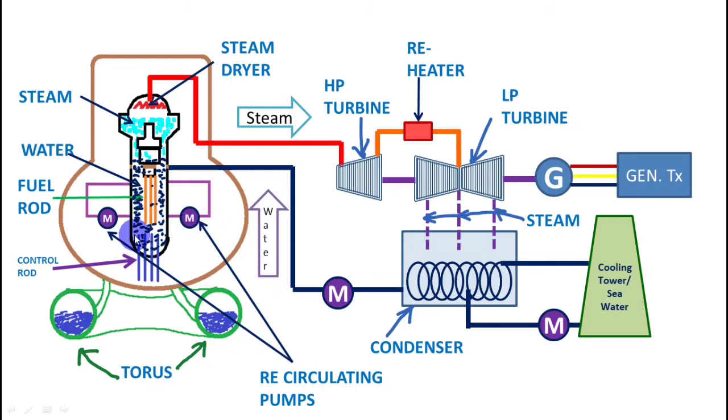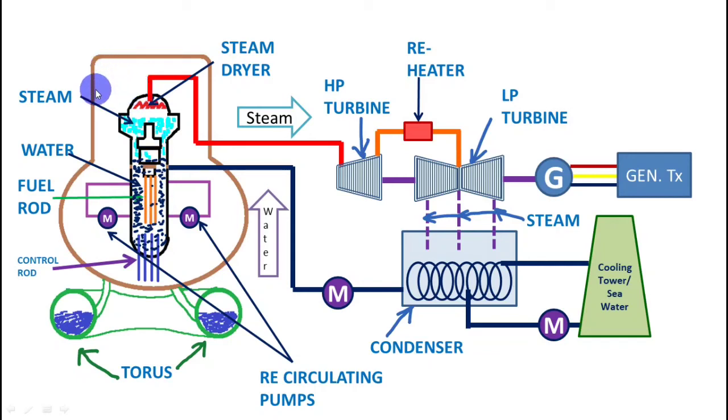Another thing you can see here is the torus. This is basically a circular cylinder around the reactor vessel, which is kept for emergency cooling of the reactor. The exact functions are not shown here. I will make a separate video on the reactor, because the details of the reactor cannot be shown in this video, which would become too long. I will make a separate video describing all the functions of the reactor.